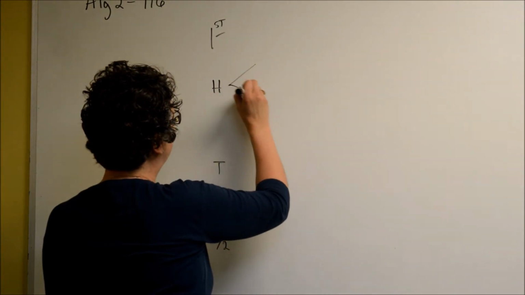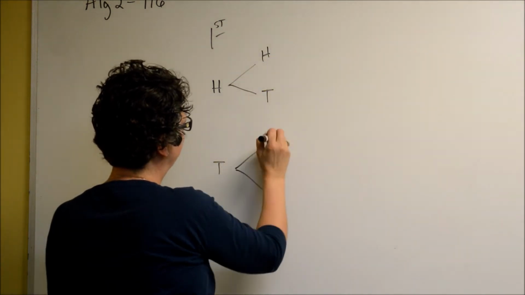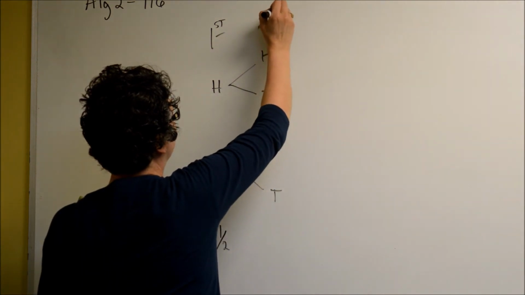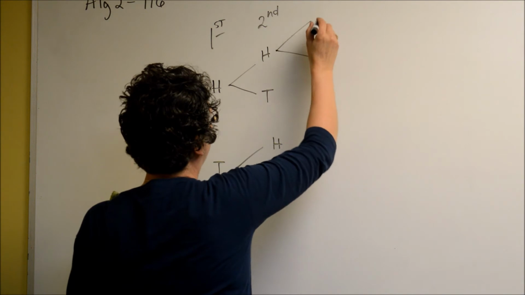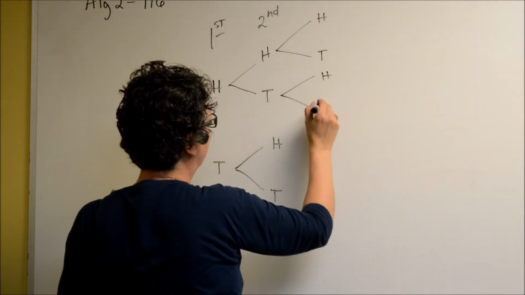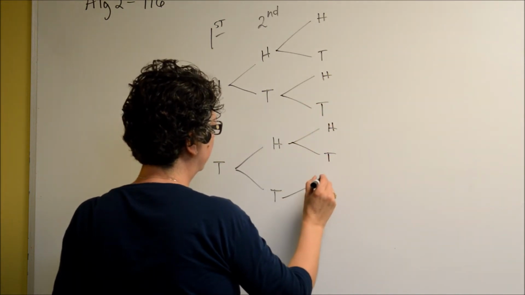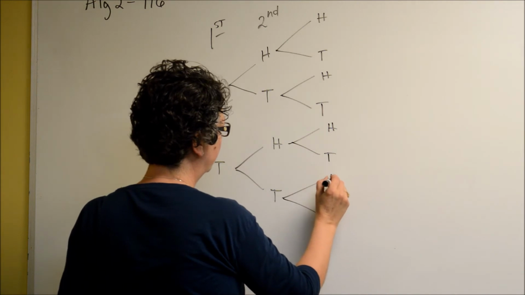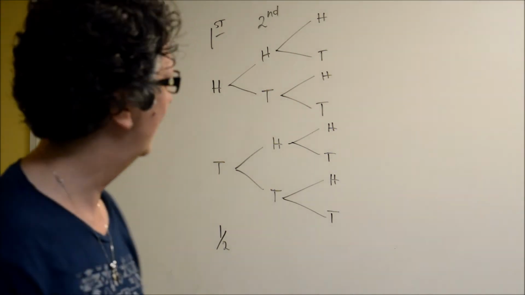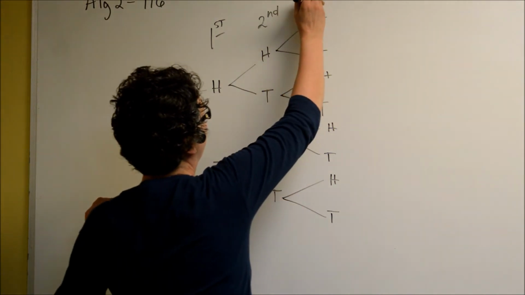On the second flip, we can also land on heads or tails. That's my second flip. On my third flip, I can also land on heads or tails. So, this is my third flip.